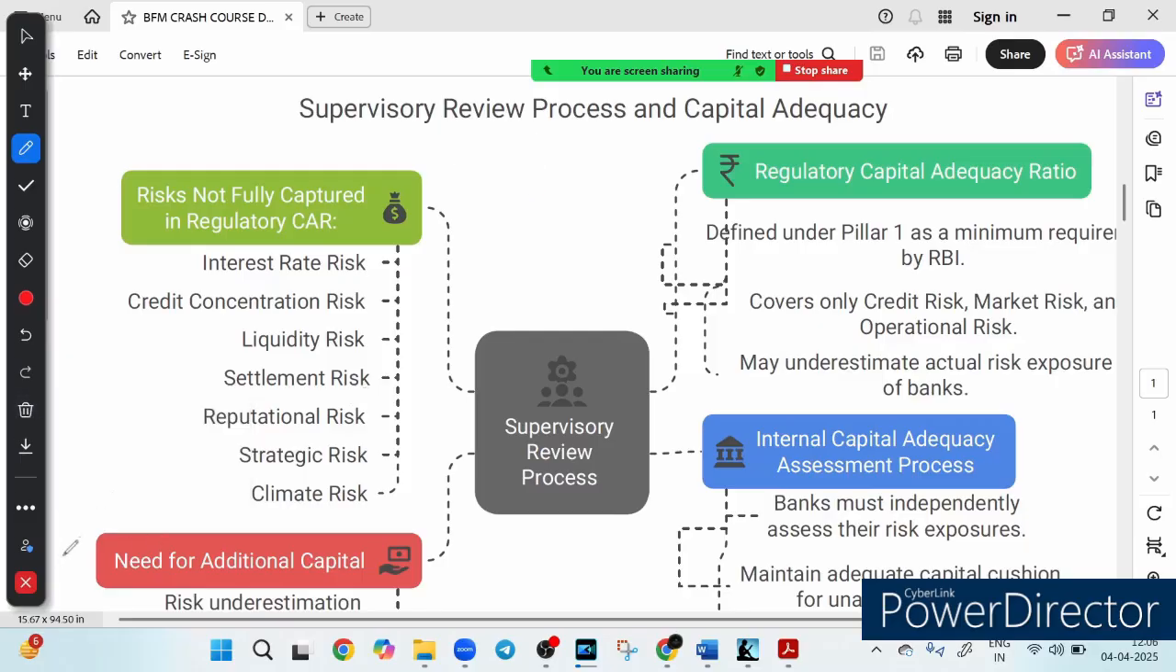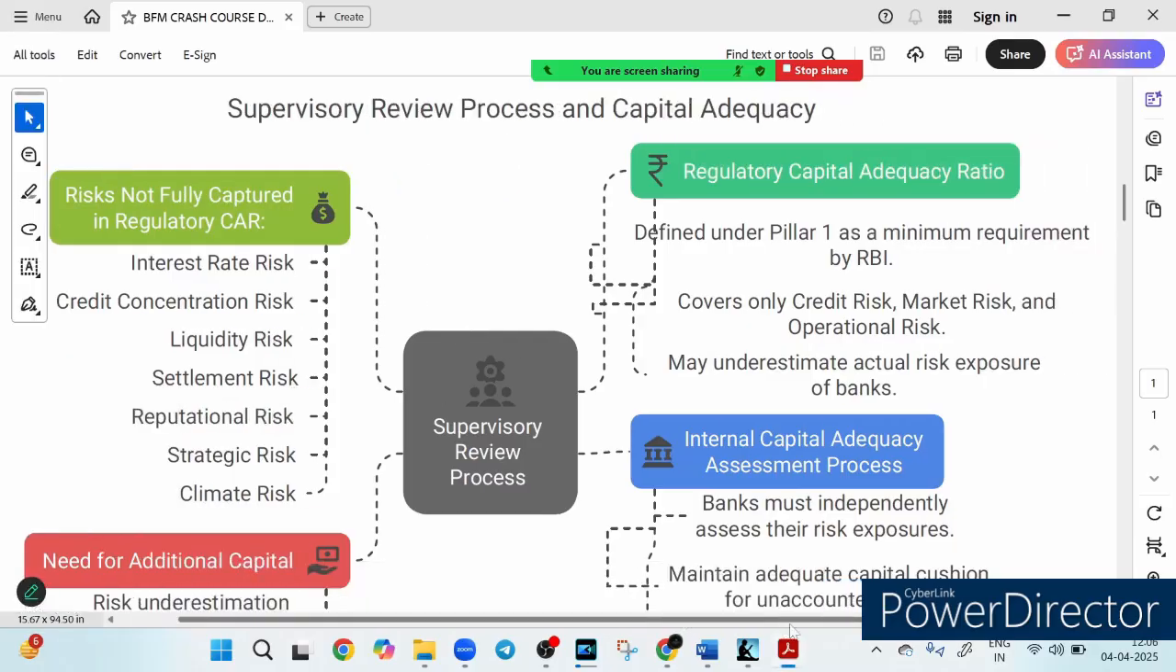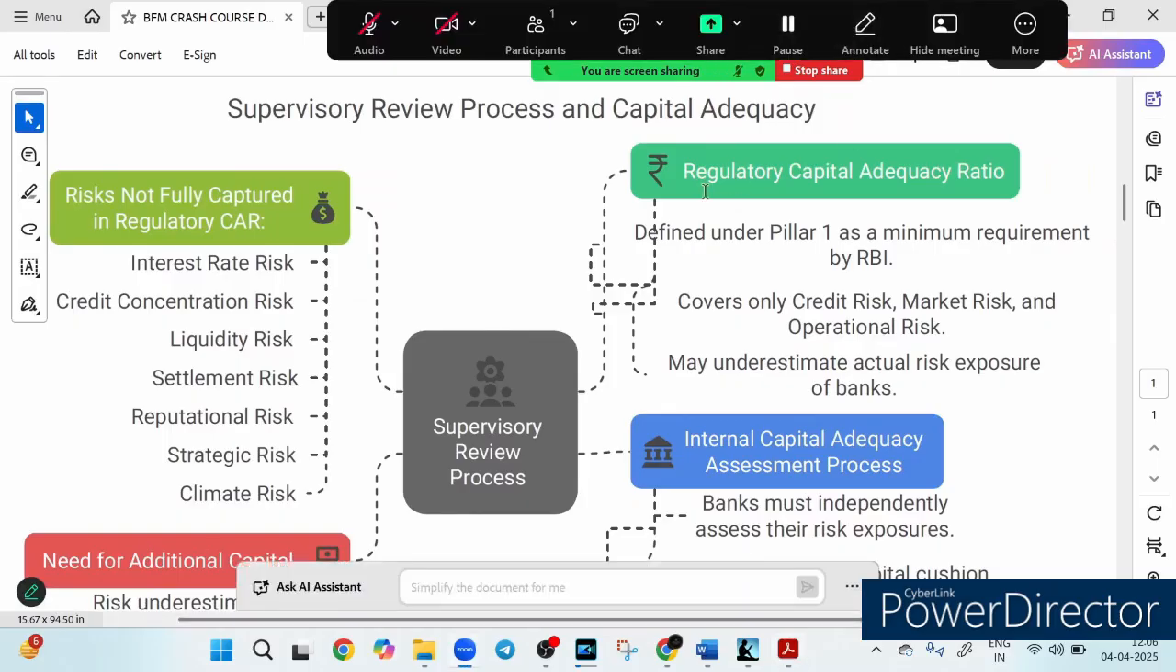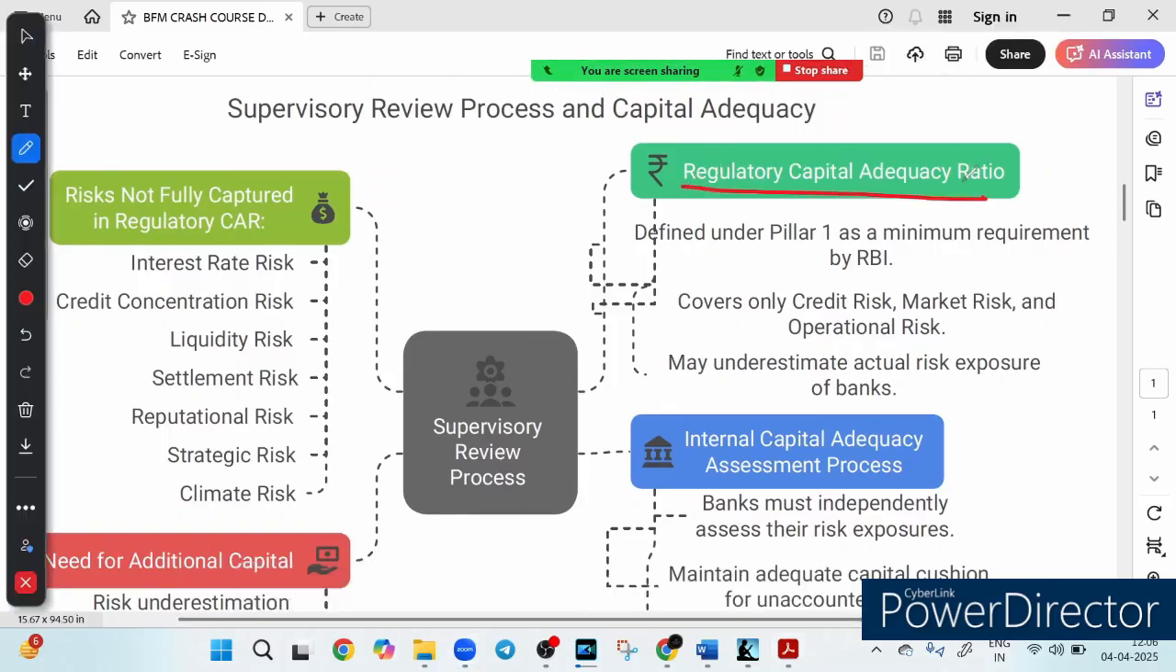The first point here is regulatory CAR, or capital adequacy ratio. Remember, this regulatory CAR is defined under pillar 1 as the minimum capital requirement, which is set by the RBI. It covers which kinds of risk? Credit risk, market risk, and operational risk. I told you already that pillar 1 covers only these kinds of risk.